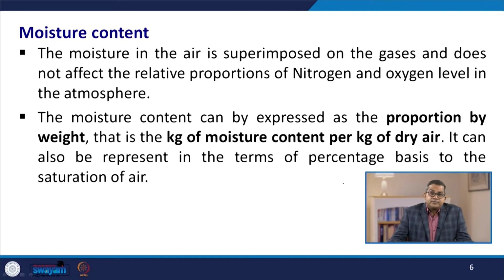Moisture content. The moisture in the air is superimposed on the gases and does not affect the relative proportion of nitrogen and oxygen in the atmospheric air. The moisture content can be expressed as a proportion by weight, that is, kilograms of moisture per kilogram of dry air. It can also be represented on a percentage basis of saturated air.